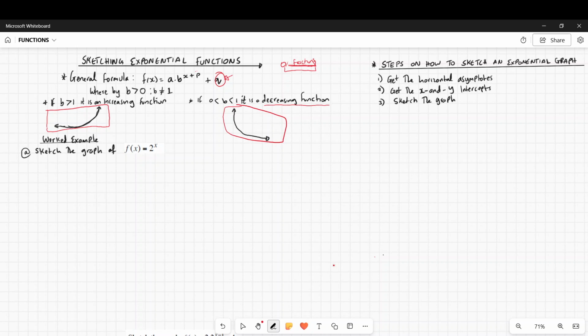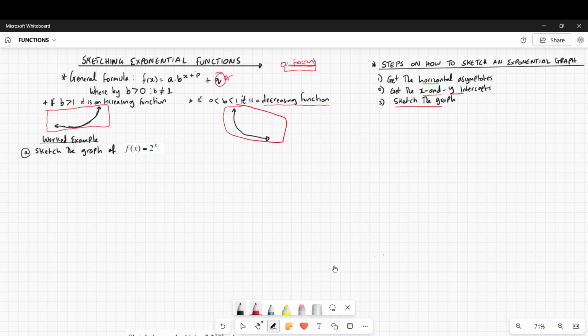Now we got certain steps that we need to know on how to sketch an exponential graph. The first step is we need to always get the horizontal asymptote. And then we need to get our x and y intercept. And then the third step is to do what? Is to sketch. Right, so now let's start.